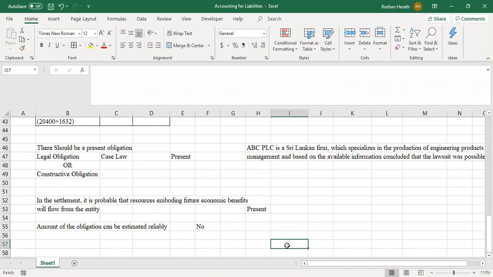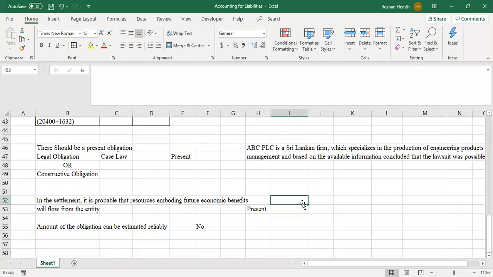If the third criterion is not there, then what is it? It's not a provision, because in order to make a provision, all three conditions must be there. Here the first one is there, the second one is there, however the third one is not there. So no provision should be made. Then what is the treatment that you should do?